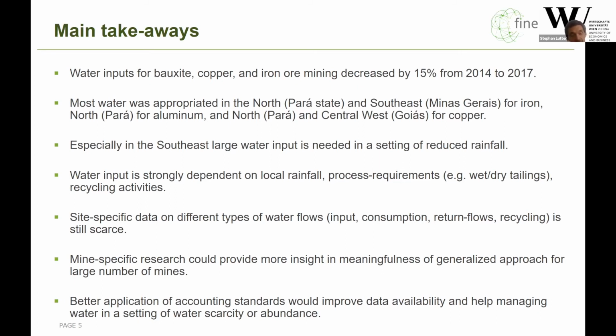And finally, last but not least, we have also seen that accounting standards for water input in the mining industry are there, but they should be applied to a larger extent. We see that data availability is still extremely scarce, and this makes it very hard to find the data and then to do proper water management from a political point of view. We assume that from a mine or from a company point of view, the knowledge and the data is there, and they know quite well what has to be done and where to take action.